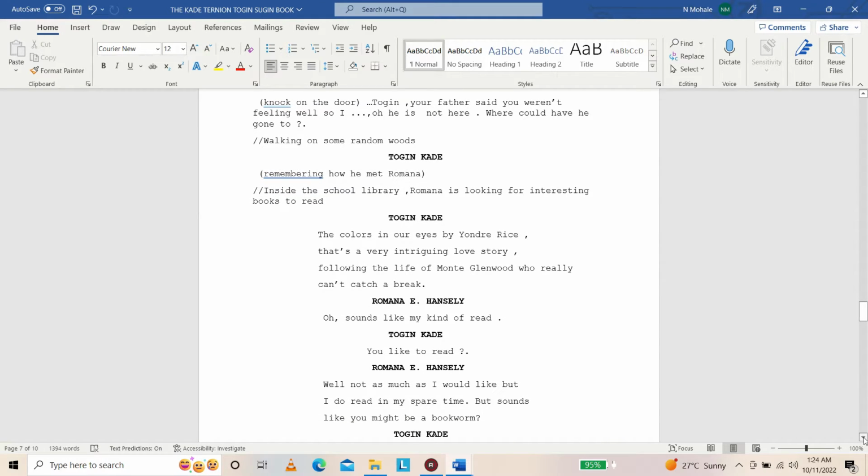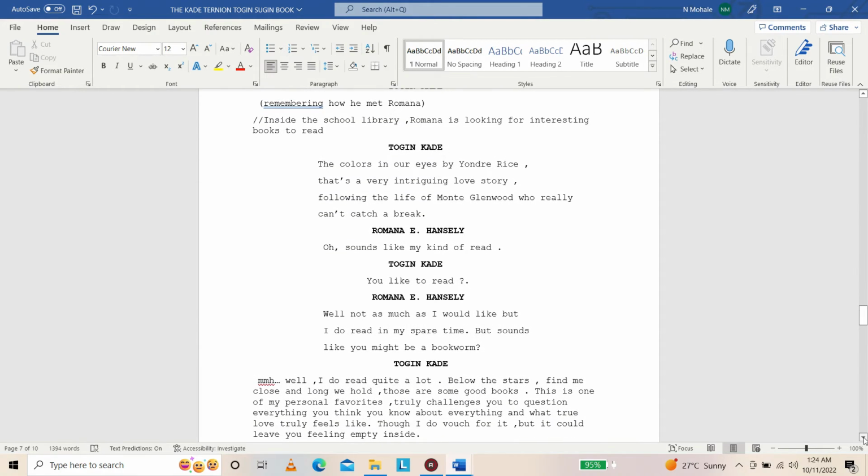So he is remembering how he met Romana inside the school library. And Romana is looking for interesting books to read. So Tujin comes there. He says, "The Colors in Our Eyes" by Yundre Rice. That's a very intriguing love story following the life of Monte Glenwood, who really can't catch a break. So you can see here, he must have noticed the book that she's carrying, and he read it, I'm sure. So that's why he says that.